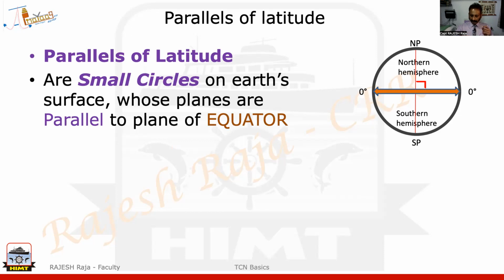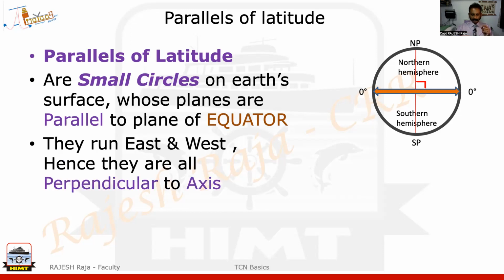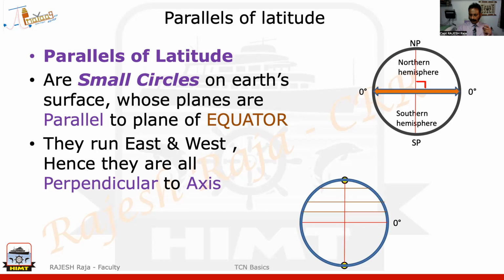The moment I say parallel to the plane of the equator, they will obviously be running east and west, and all of them will be perpendicular to the axis. So I'm going to show you that. So this is your equator, this is your axis, and these are all parallels of latitude, and they're all small circles. All of them are perpendicular to the axis. So this is what your parallels of latitude are.